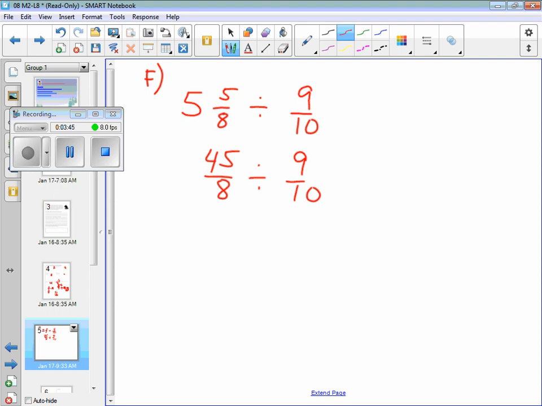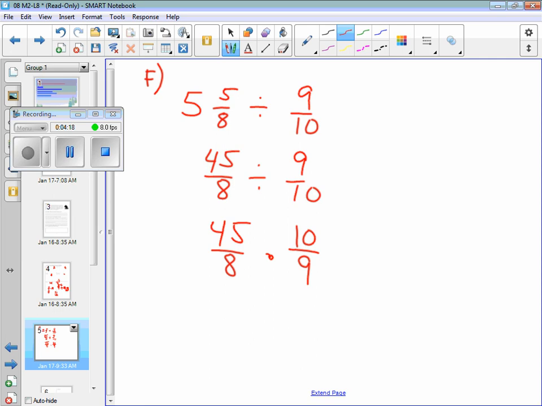And we're going to do keep, change, flip as we've done in the past. Keep this the same. Change your division to multiplication. Flip 9/10 and make it 10/9. So really the first 2 steps are unchanged. Now here comes the neat part. Some of you may have remembered this from 5th grade. It's called cross-reducing. This is how it works.